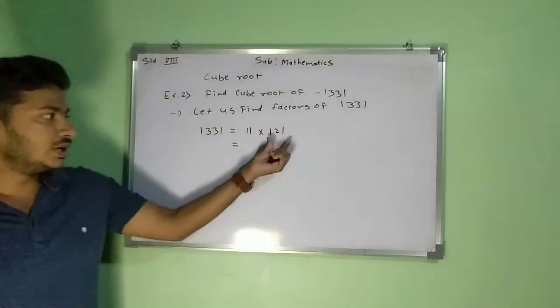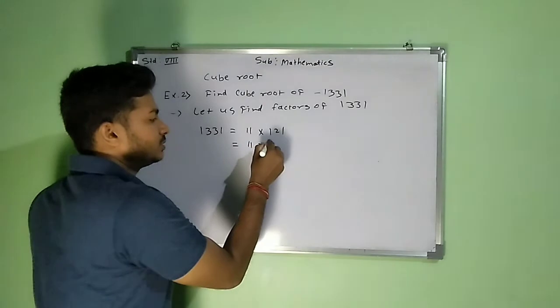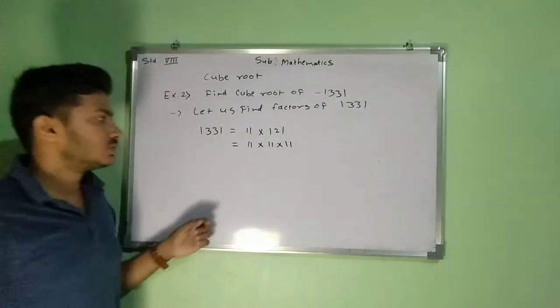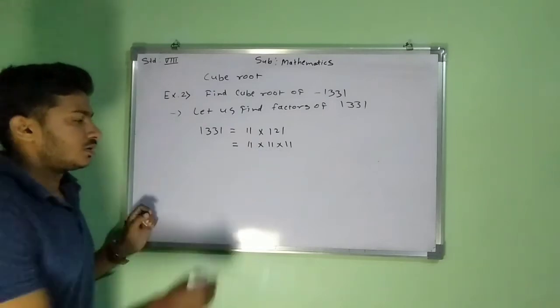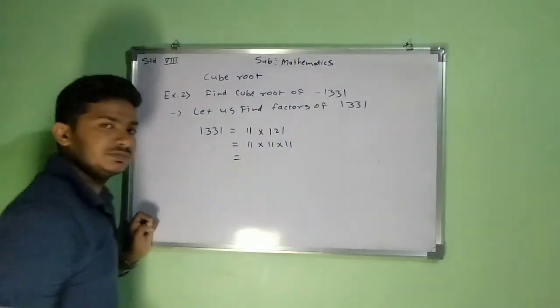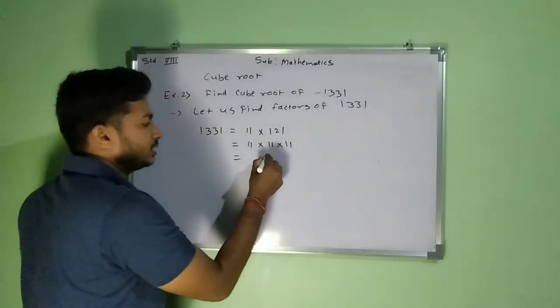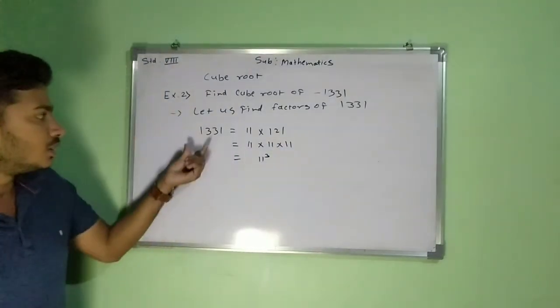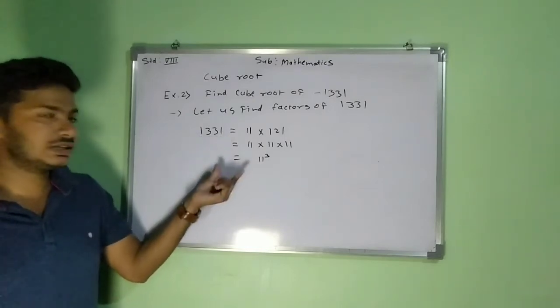Now look at that, 121 is further divisible by 11. So after dividing that 121, we will get 11. So look here, that 11 is repeating. That 11 is repeating 3 times, so we can write 11 raised to 3. Now the factor we got for positive 1331 is 11 cubed.